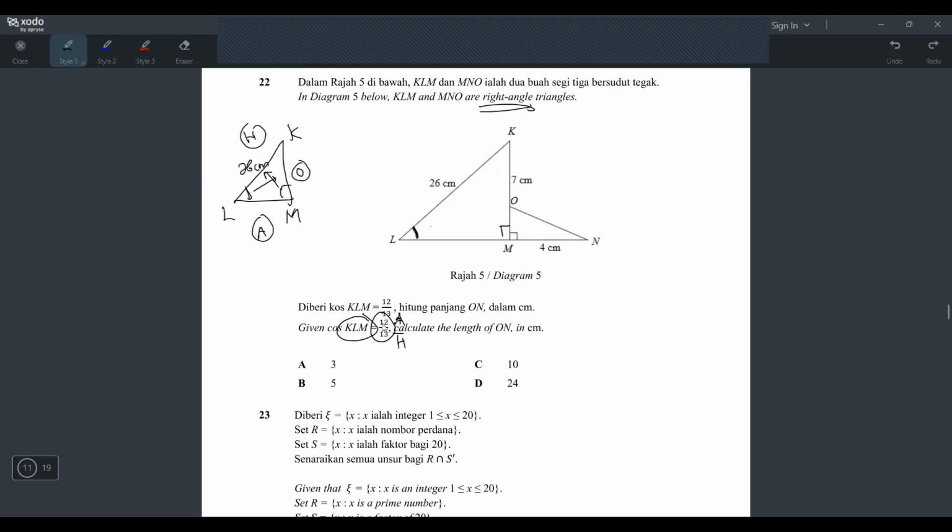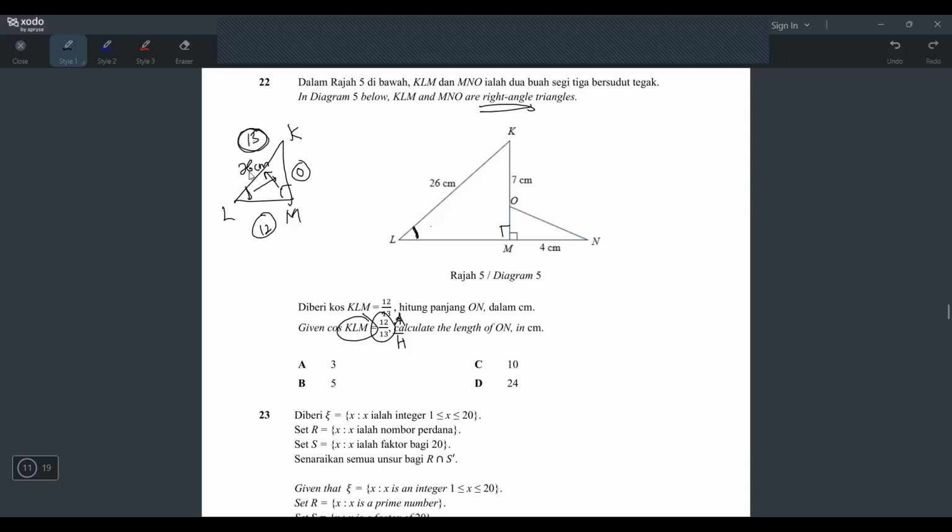And I know my adjacent is 12, right? So let's put it in. Adjacent 12. So put 12. And then my hypotenuse 13. So let's go to my hypotenuse and write 13. You have to circle it like this. Why do I have to circle? Because this is not the actual length. This is just the ratio. The actual length for KL is not 13, it's 26 cm. So you can see the connection here.